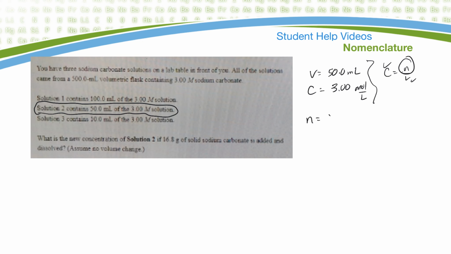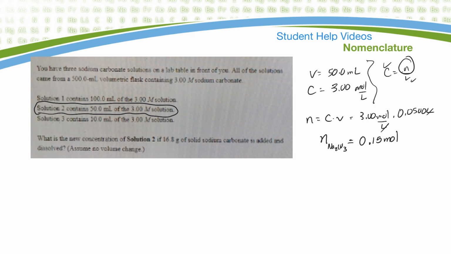So moles would be equal to C times V, where the concentration is 3 moles per liter, and the volume is 0.0500 liters. So those cancel. That should come out to 0.15 moles. So that's how many moles of sodium carbonate, Na2CO3, I have. So what's the new concentration of that?